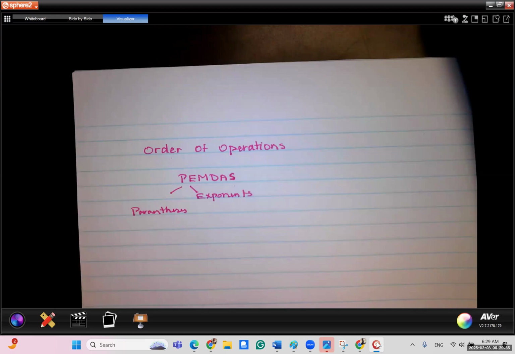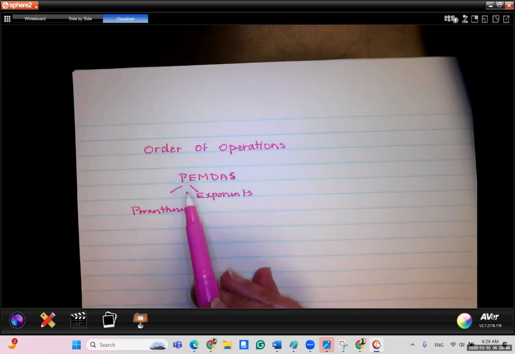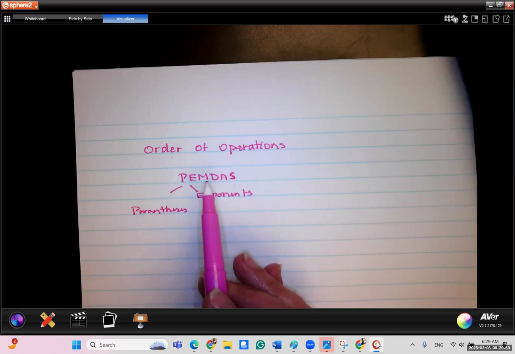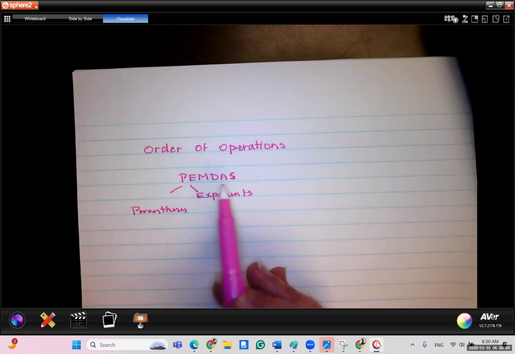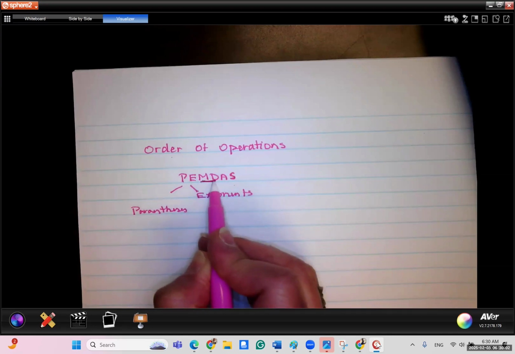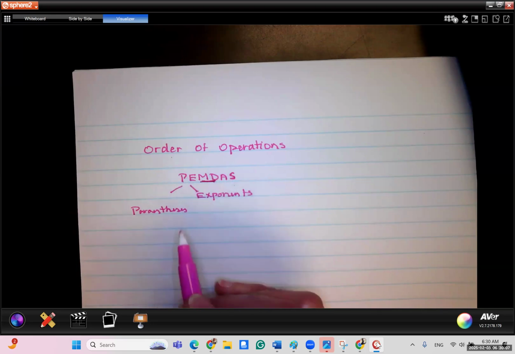So that means that when we have something that has all of those in it, we have to follow that order. Okay, so we have to deal with whatever is inside of the parentheses first, and within the parentheses, we still have to follow PEMDAS. Okay, and then we do exponents. Then if there is multiplication and division, we do them in the order they appear. So if division comes first, we do division first. But basically, multiplication and division is done after parentheses and exponents and before addition and subtraction.